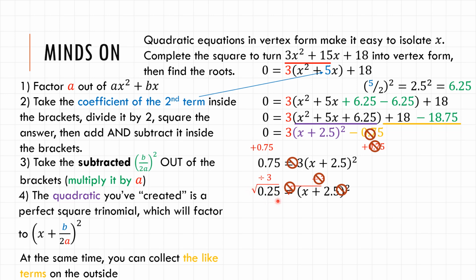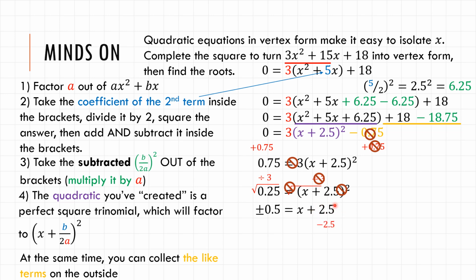The square root of 0.25 is positive or negative 0.5, so I have to put that plus or minus sign here. When you're isolating and removing a square, this is incredibly important to keep, because it is key to understanding that there could be two different answers, as we'll see in just a second.